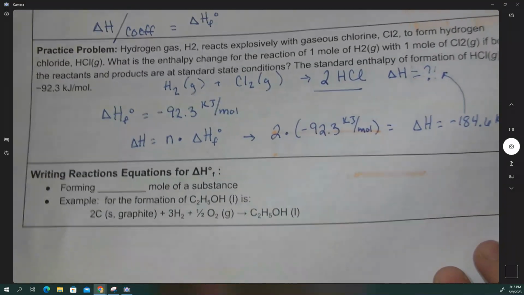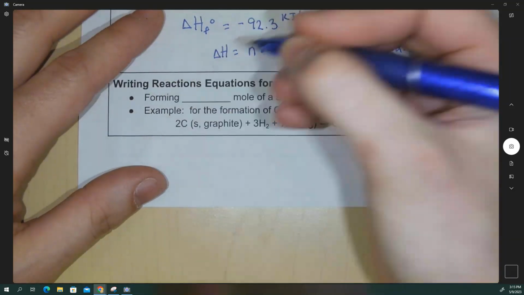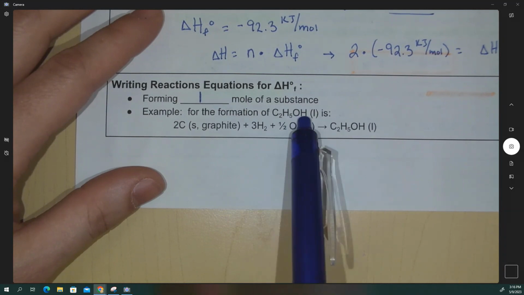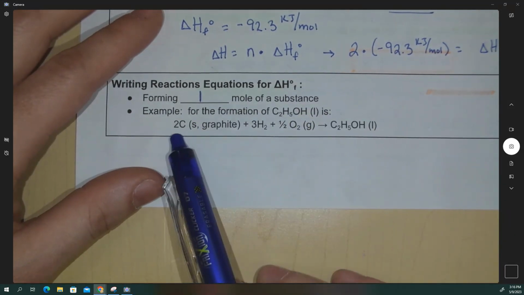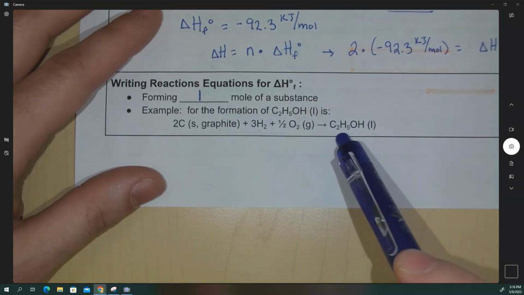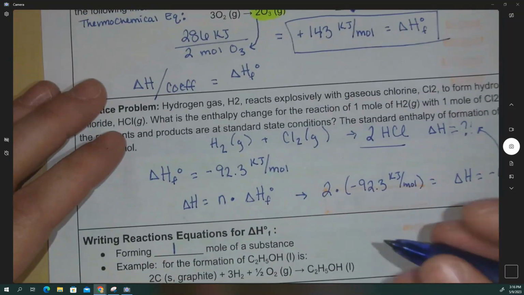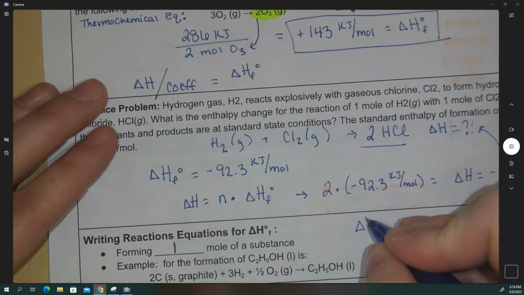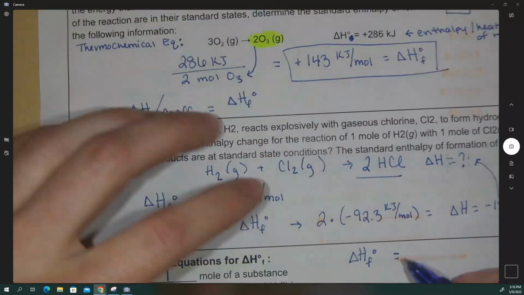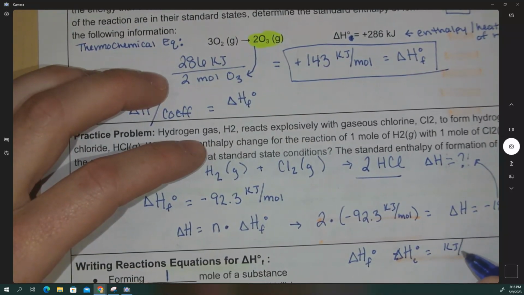Now, writing reactions for the enthalpy of formation, remember we're forming 1 mole of a substance. So for example, the formation of C2H5OH is going to be carbon plus 3 hydrogens plus half an oxygen, making 1 C2H5OH. Other things that you might want to know are delta H of formation and combustion. The units are always in kilojoules per mole.